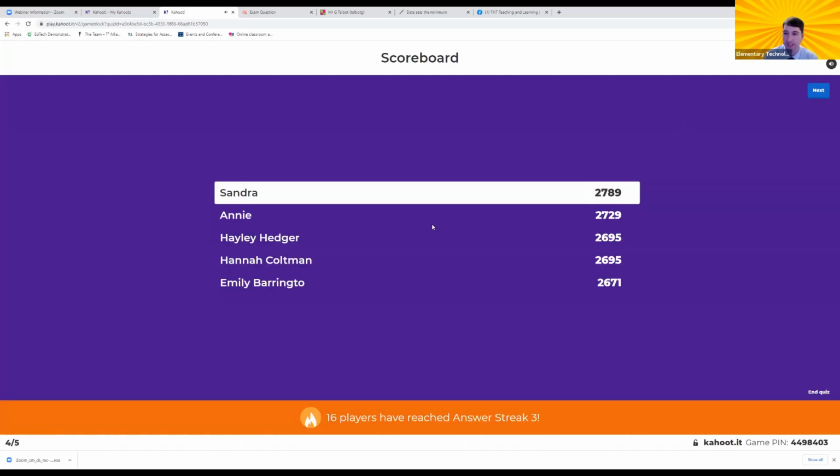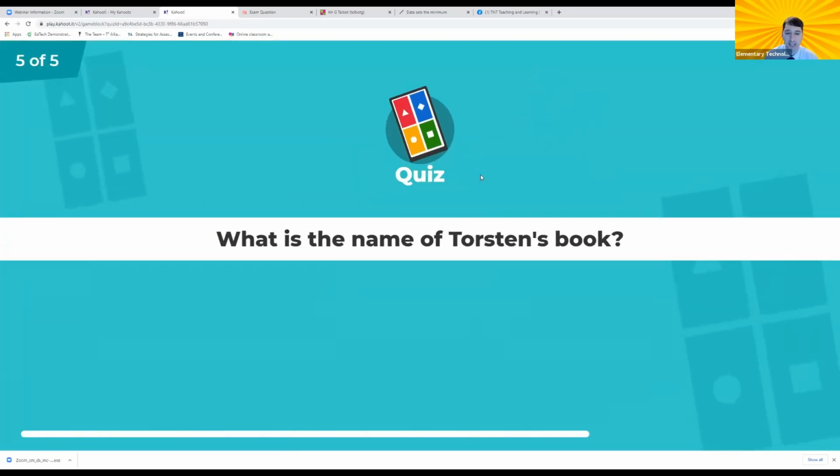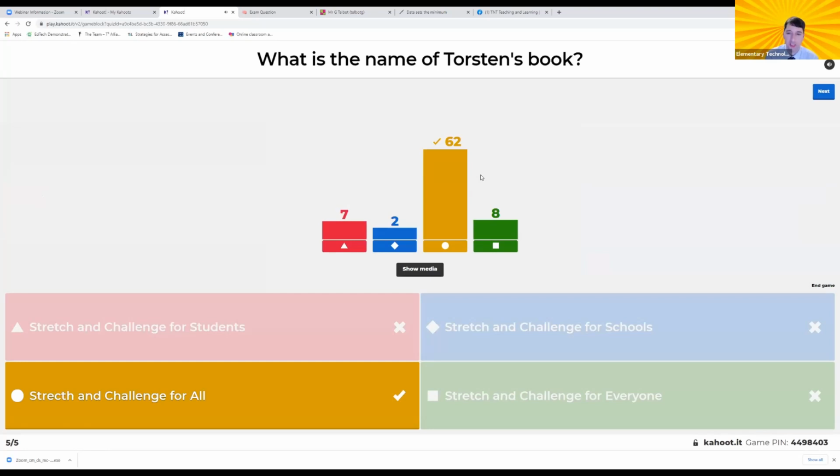So who's in the lead? Has it changed? No, still Sandra. Well done, Sandra. And the final question, everyone, is what is the name of Torsten's book? Is it Stretch and Challenge for Students, Stretch and Challenge for Schools, Stretch and Challenge for All, or Stretch and Challenge for Everyone? Ignore the spelling. Yeah, it was Stretch and Challenge for All.